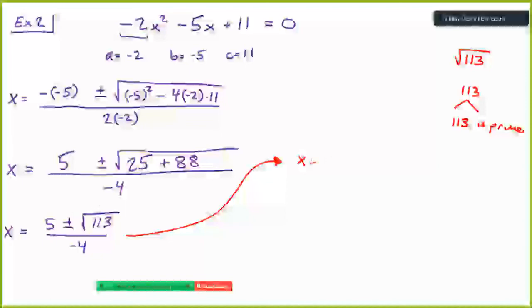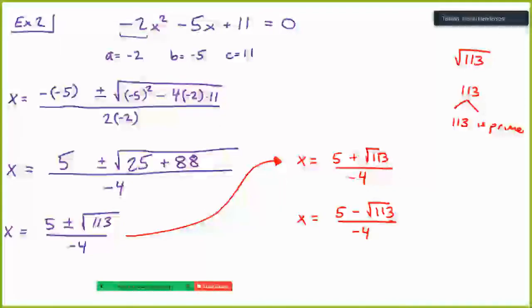So our two solutions are x equals 5 plus square root of 113 over negative 4, and x is equal to 5 minus square root of 113 over negative 4. And we are done. There's no need to split it up, I don't think, in this case, like I did for the last one, and do like 5/4 plus square root 113 fourths, because we're not going to reduce those fractions, because 5/4 doesn't reduce.